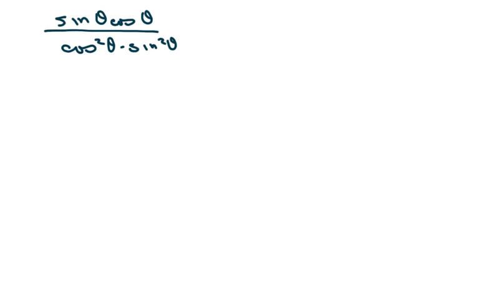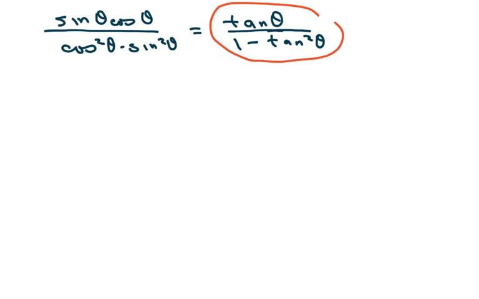We have sine of theta times cosine of theta over cosine squared of theta minus sine squared of theta. And this is supposed to equal tan of theta over 1 minus tan squared of theta. Now this one you could actually work on either side. I'm going to go ahead and keep working on the left side. And what I'm going to do is, looking at my end result here is what I want.